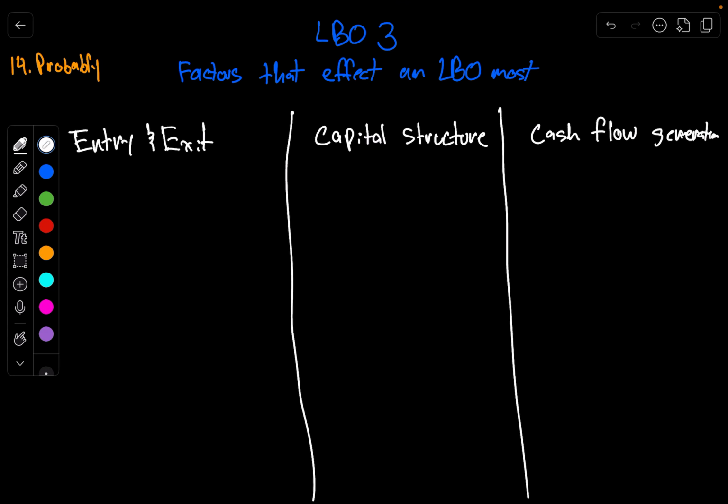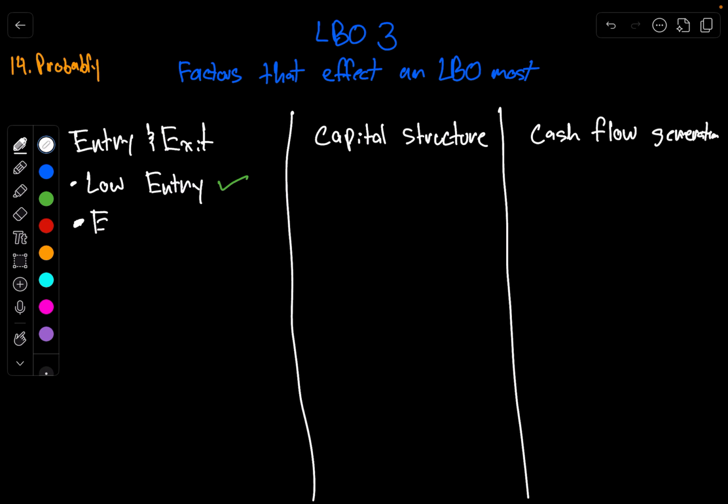So if a banker asks you, what are some of the factors that affect an LBO? You could say, well, obviously the entry and the exit price, the capital structure in terms of how much leverage they're using, and then how much cash flow they're able to generate, right? And then they might ask you to talk about this a little bit more, right? So under entry and exit, you can say that if they're able to enter at a lower multiple, right? So a low entry, meaning that they pay less, that's a good thing, right? That's going to increase your internal rate of return.